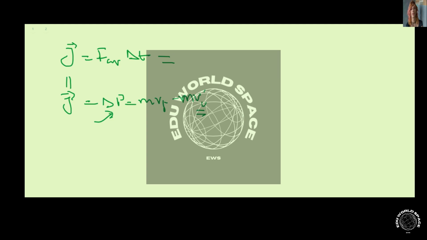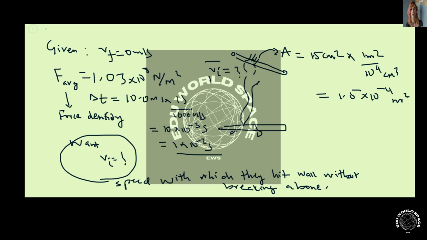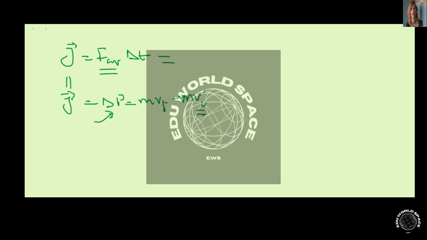We do have the formula for the impulse, but we're given the force density, not the average force. So we want to clarify something: the force density is like pressure, so we'll just call it P, and it will help us determine the average force. To get the average force, you take the force density times the area of contact. Then times delta t, and that's going to give you the impulse.